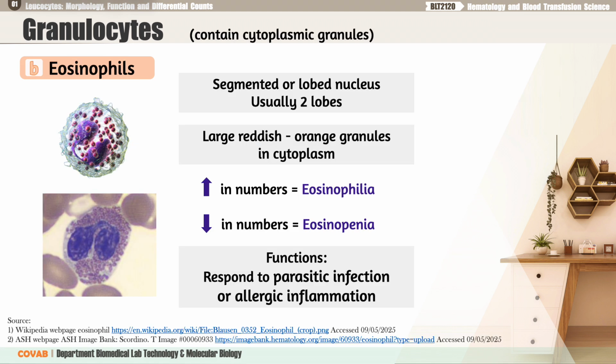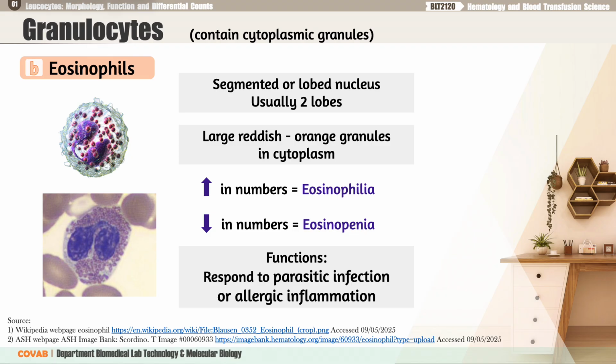Let's look at the second granulocyte. It's the eosinophil. The picture above shows an eosinophil in 3 dimensions. The one below shows what you'd see in a thin blood smear. Typically the eosinophil cell has a segmented nucleus or a lobed nucleus, and it consists usually of 2 lobes. It has large reddish orange granules in the cytoplasm. They're clearly seen in both pictures.